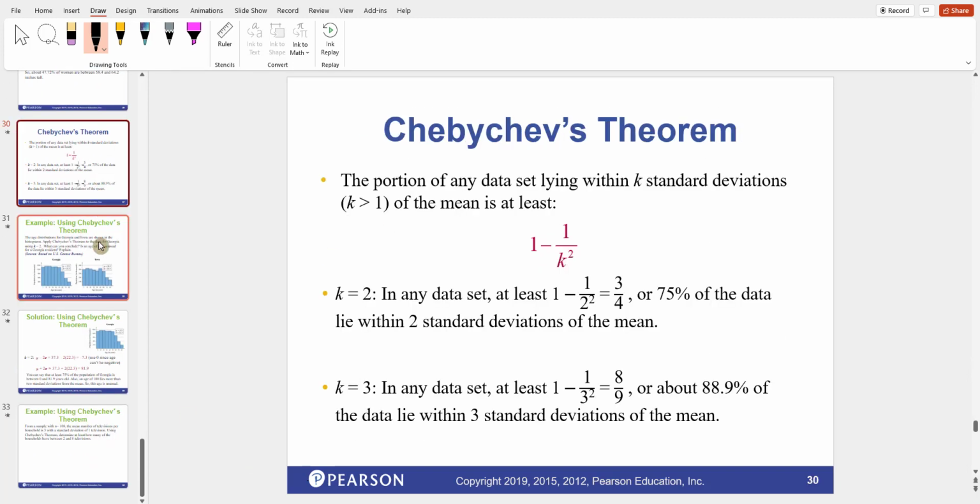The last thing I'll talk about is Chebyshev's theorem. The portion of any data set lying within k standard deviations of the mean, where k is greater than 1, is at least 1 minus 1 over k squared. So if k is equal to 2, that means 75% of the data lie within 2 standard deviations of the mean. If k is equal to 3, then 88.9% of your data lie within 3 standard deviations of the mean.